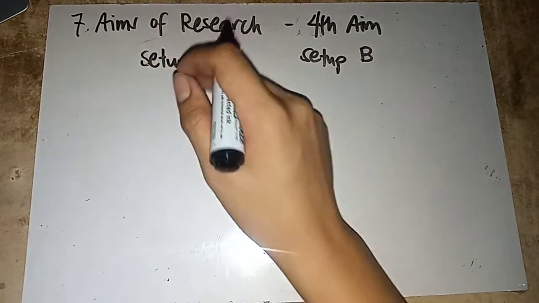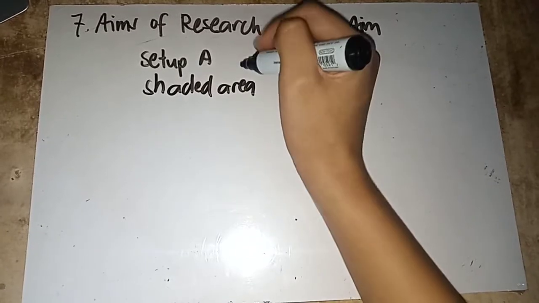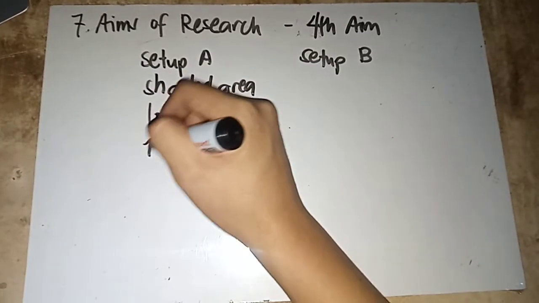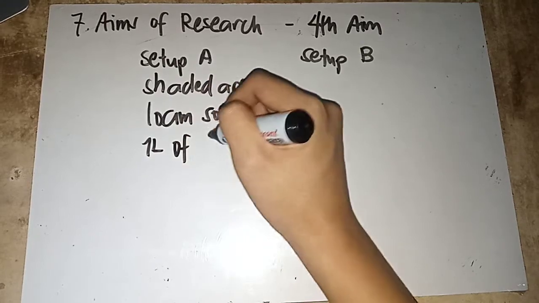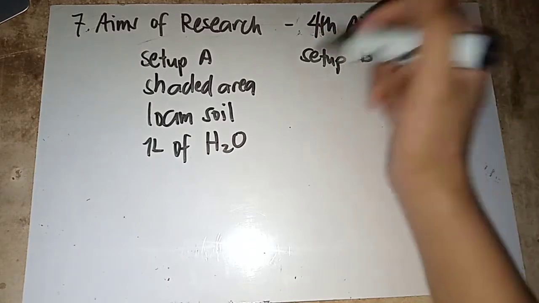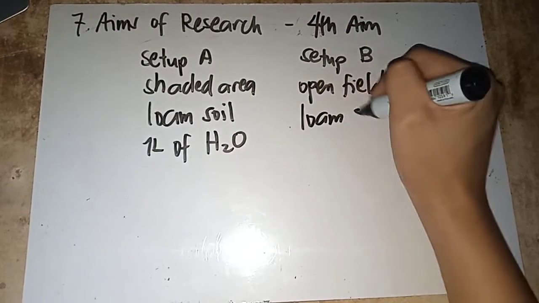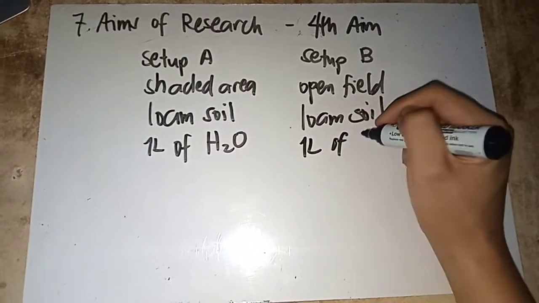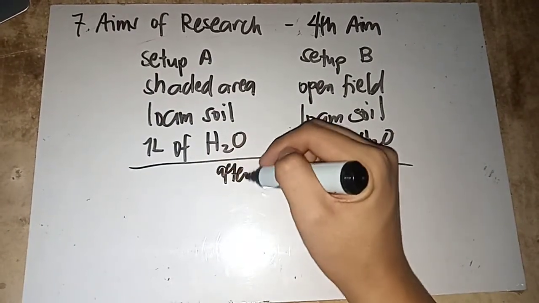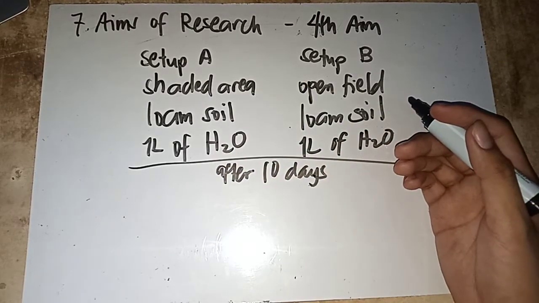So, you used 2 kinds of plants. Okay? So, in setup A, you planted the plant in a shaded area. Then, you used loam soil. And then, you watered it with 1 liter of water. Okay. Then, in setup B, you planted the plant in an open field, used loam soil, and also watered it with 1 liter of water. Then, after 10 days, you observed the changes between the 2 plants.